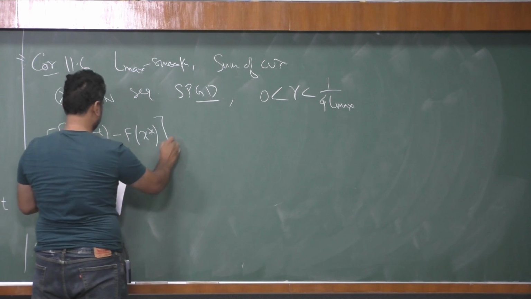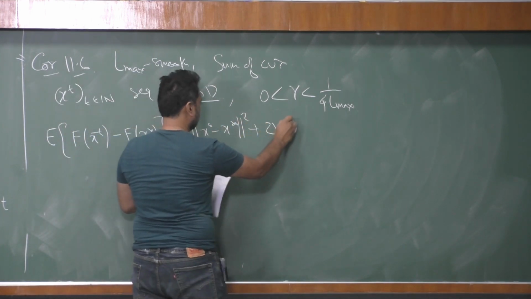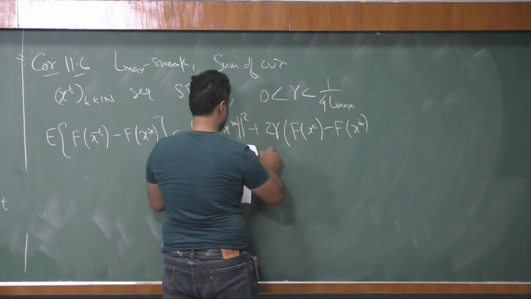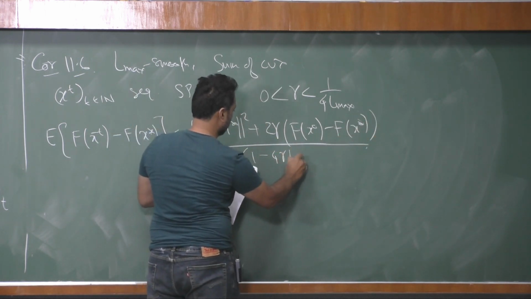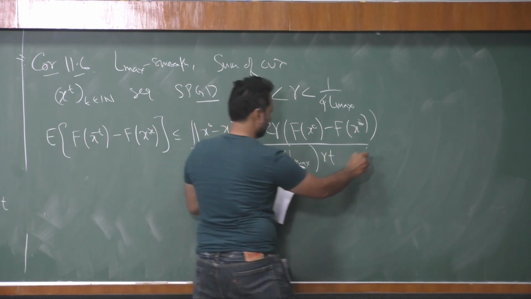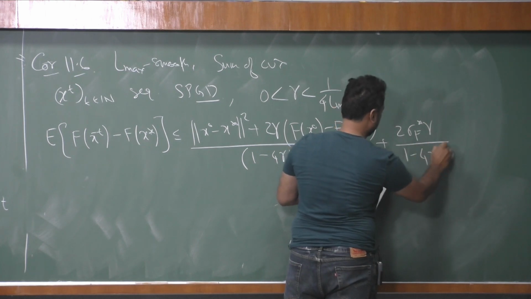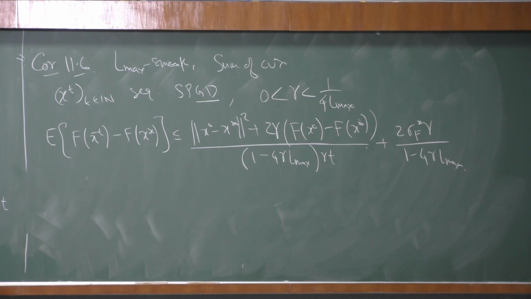So f(x star) is less than or equal to the norm of x naught minus x star plus 2 gamma times f(x naught) minus f(x star), divided by 1 minus 4 gamma L max gamma t, and plus the last term, sigma star f gamma over 1 minus 4 gamma L max. So as you can see from here, there is no guarantee of what it could be. Okay, let us see.